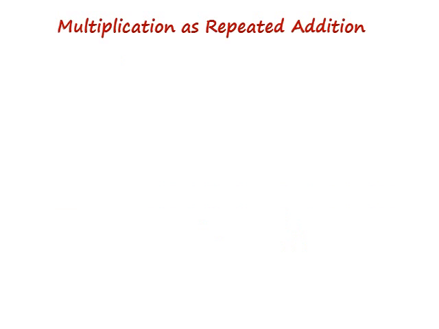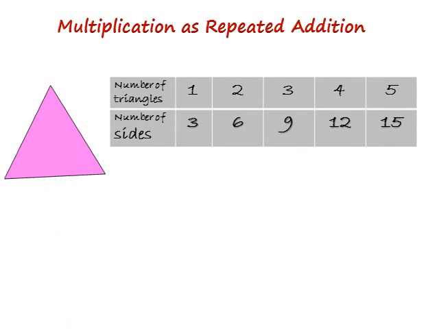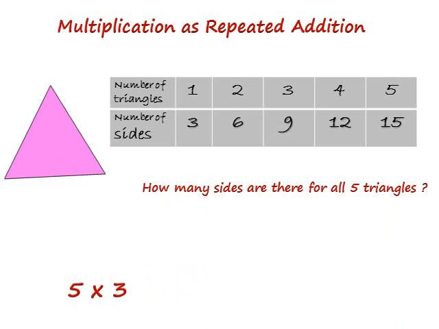Okay, so let's try another example of multiplication as repeated addition. Let's look at this triangle here. Every triangle has 3 sides. So that's what our table is all about here. The first row shows the number of triangles, and the second row shows the number of sides for the number of triangles, okay? So how many sides are there for all 5 triangles? If you have 5 triangles, that will be just like 5 times 3, because there are 5 triangles and there are 3 sides per triangle.